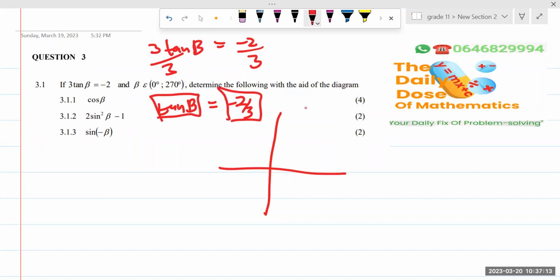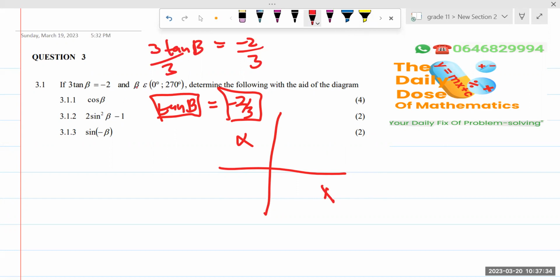Now you can come and check on your quadrants. Where is tan supposed to be negative? Go and check. It's supposed to be negative on the second quadrant, and it's also supposed to be negative on the fourth quadrant. So it's going to be negative on the fourth quadrant and the second quadrant.